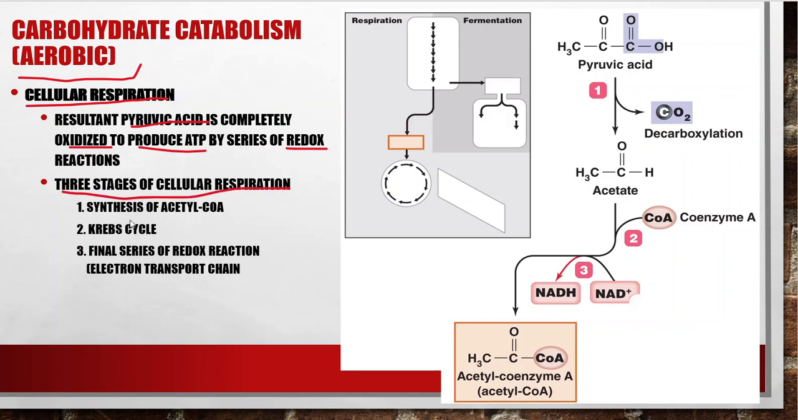So the 3 stages of this is we make acetyl-CoA, then we go into the Krebs cycle, and then the final thing is the electron transport chain. Here's our thing, and there's glycolysis there and where it comes. Now that pyruvate could come over this way, and here's our pyruvate.